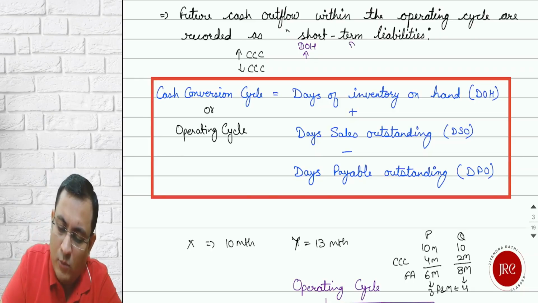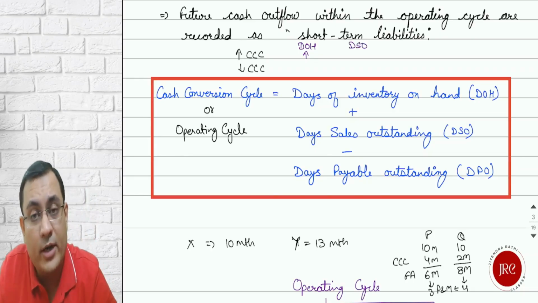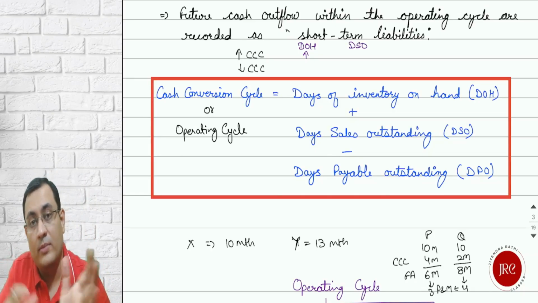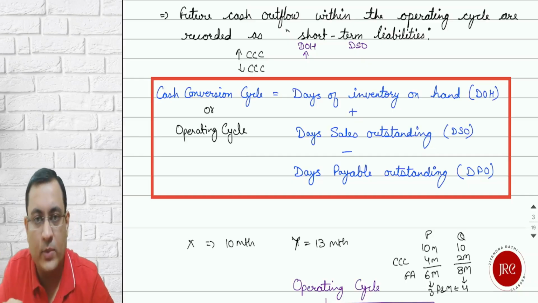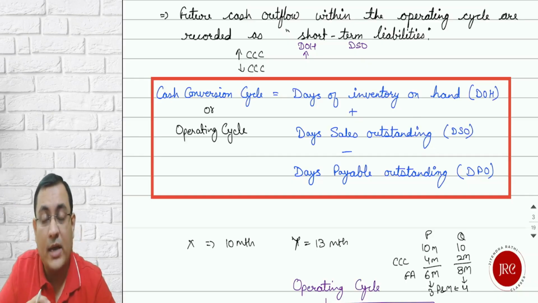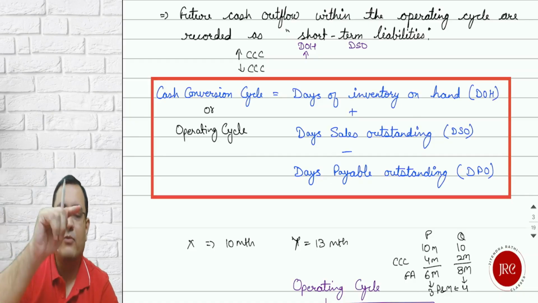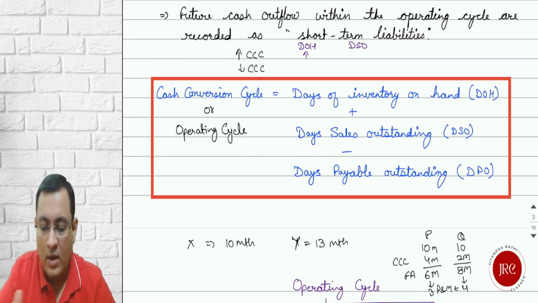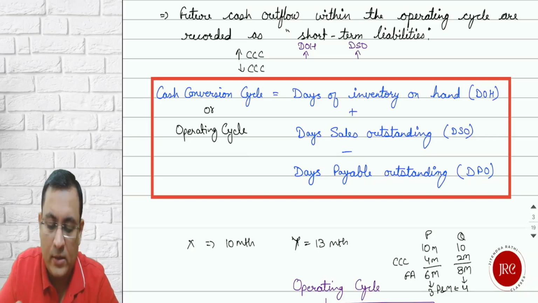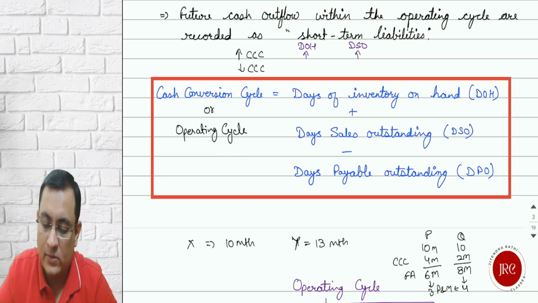If we are going to give more credit to our customers, more credit period is allowed. From 3 months, we are increasing to 4 months or 6 months. Of course, our cash conversion time will increase, because that period from cash to cash will be more. So again, your CCC or operating cycle will increase.